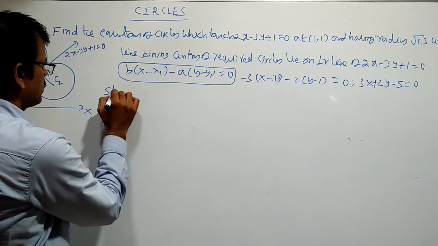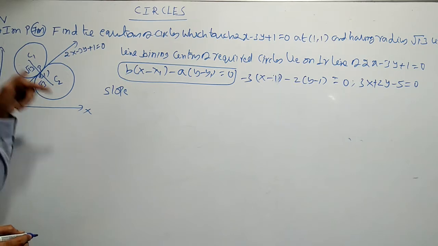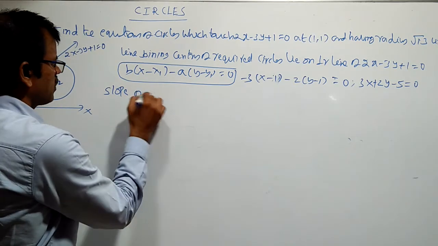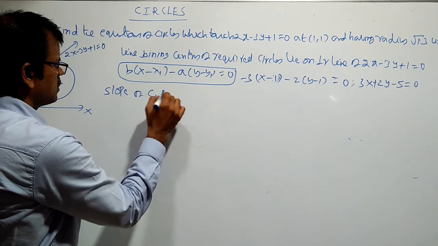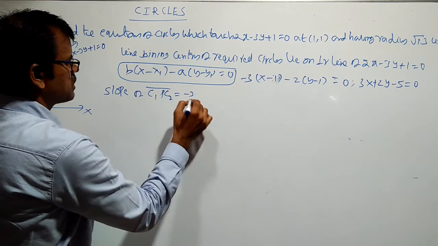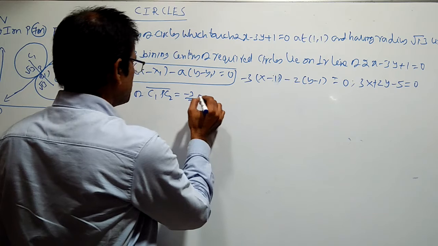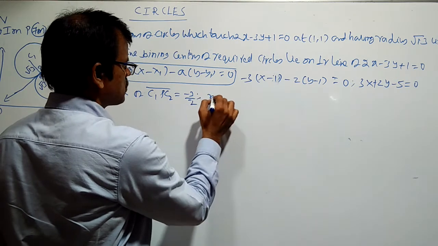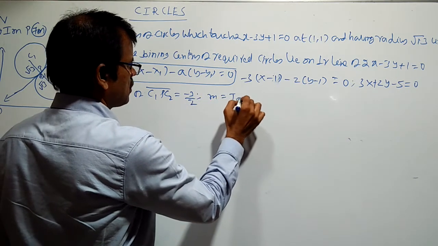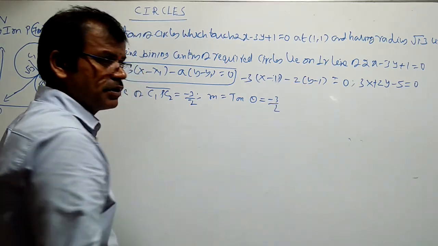Slope of the perpendicular line, you can write, C1PC2. Slope of the perpendicular line C1PC2 is equal to, depends upon, minus 3 by 2. So slope, indicated with the letter m, is equal to tan theta. m is equal to tan theta, you can write here minus 3 by 2.